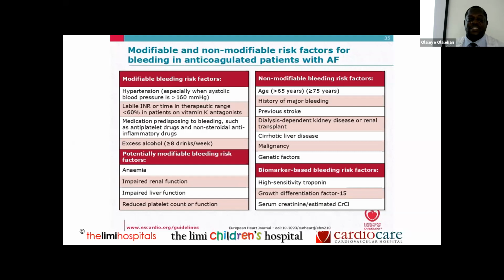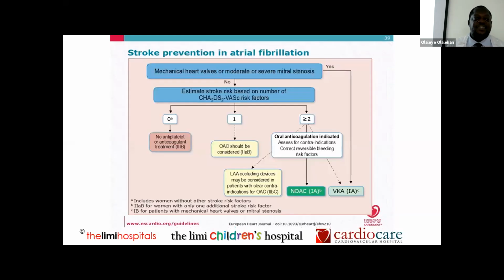The ones that are potentially modifiable include renal function, liver function, and platelet function, and that's why I said in the first question, the liver function test is also important. It may not be directly in the diagnosis, but in the management, it's also important. Then the non-modifiable bleeding risk factors are as stated on the slide.